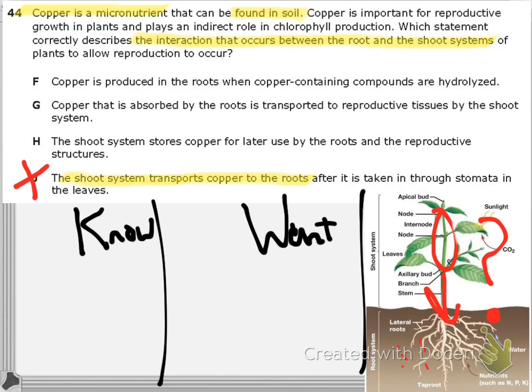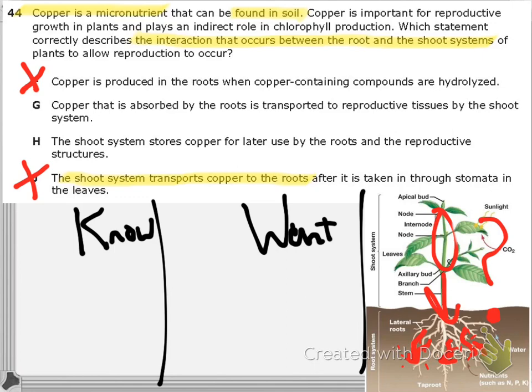Okay, let's look at F. Copper is produced in the roots when copper-containing compounds are hydrolyzed. Do we need to know what hydrolyzed is? No, not really. All I see is that it's produced in the roots. What does our original question say? It's a micronutrient, meaning the plant needs it, it doesn't have it, and it's found in the soil. If it's found in the soil, it's not produced in the roots. You get it from the soil. So F does not make any sense, and we can cross that out. Now we're about to a true-false question. If we just guess, we've got a 50-50 chance of getting it right. So again, we're moving in the right direction.